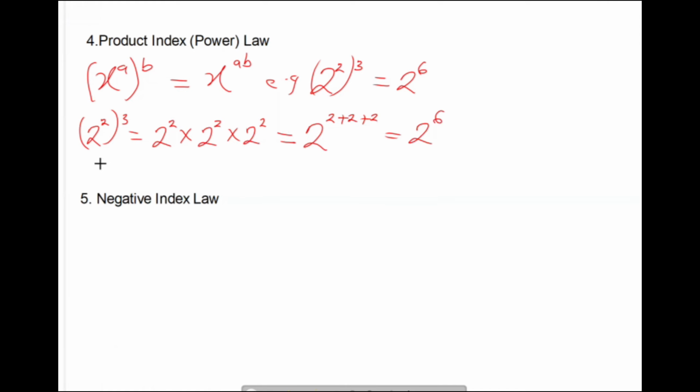Let me give an example that looks a little bit tricky. Where I say 2y all raised to the power, sorry.